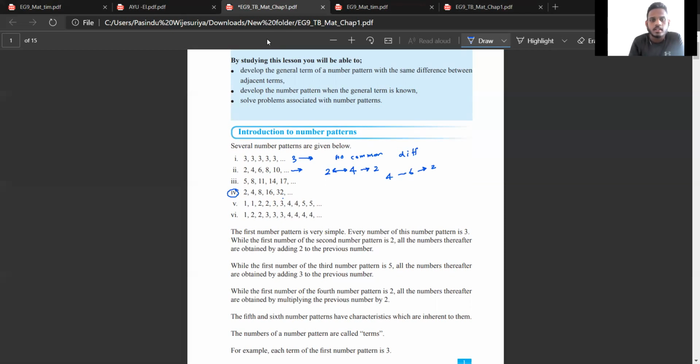Here you can see, in the first one, there is no common difference. So what's the number that you add to each number? It is 0. So the addition is 0. That's why the pattern continues as it is. The second one, you add 2. The third one, you add 3.